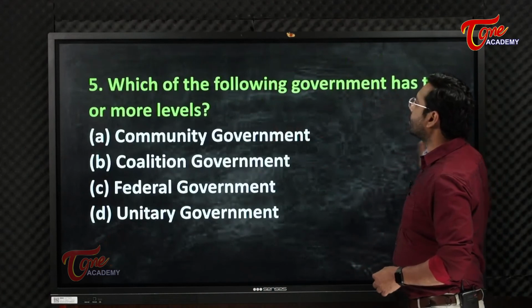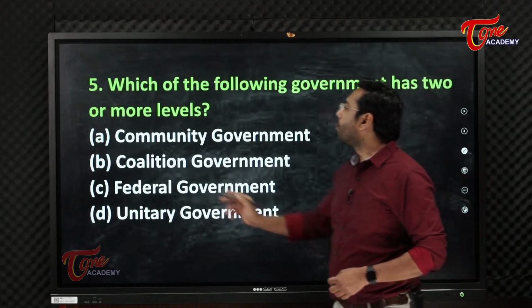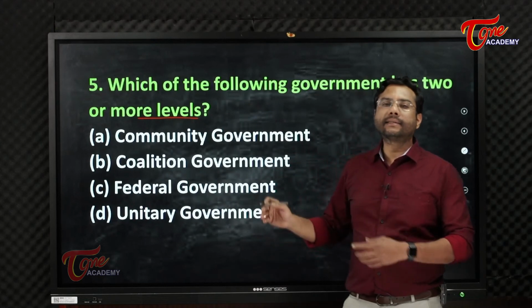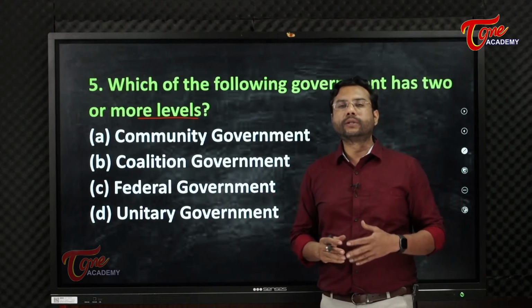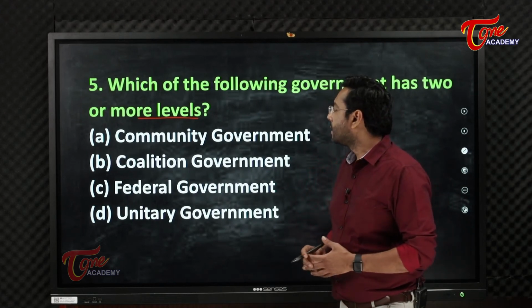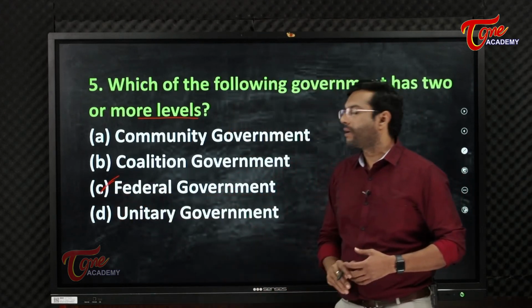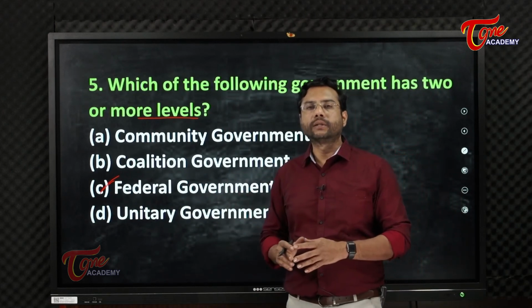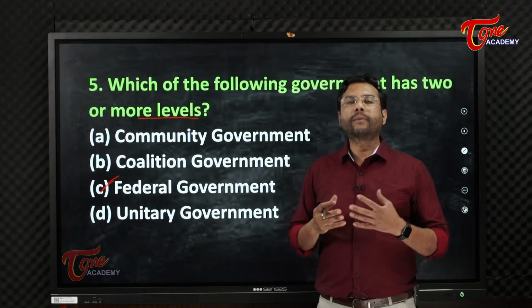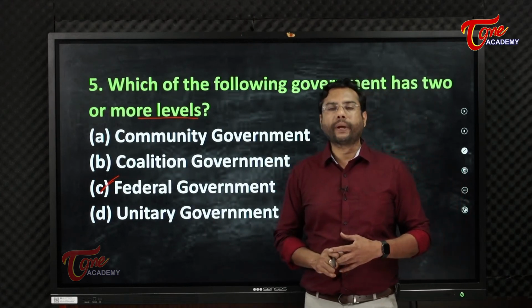Moving on to the next question. Which of the following governments has two or more levels? The entire class depends on this topic, where we say there are two or more independent units. It has to be a federal government. So, federalism is where we have independent autonomous units deriving their power from the constitution. So, this is the end of our topic federalism.